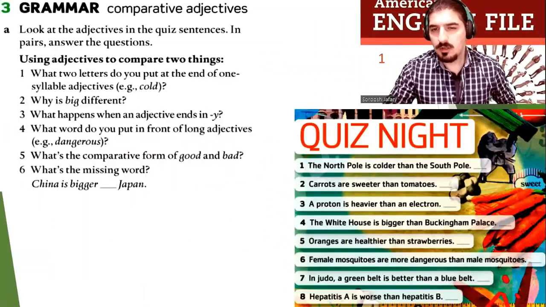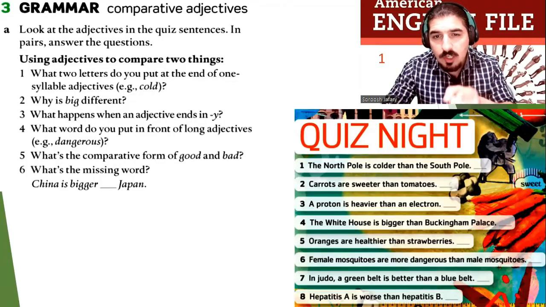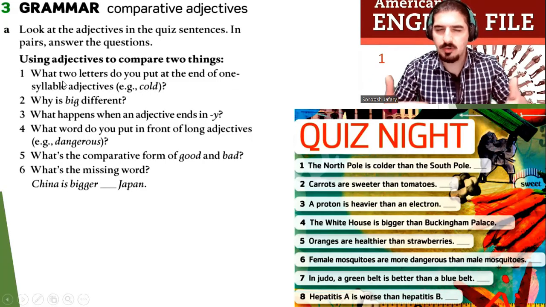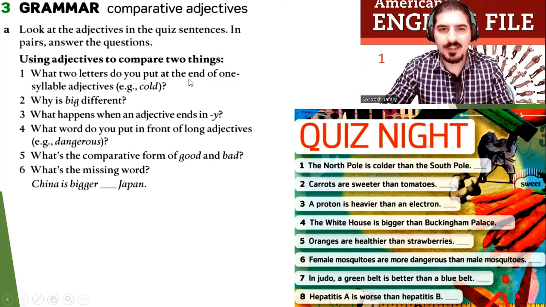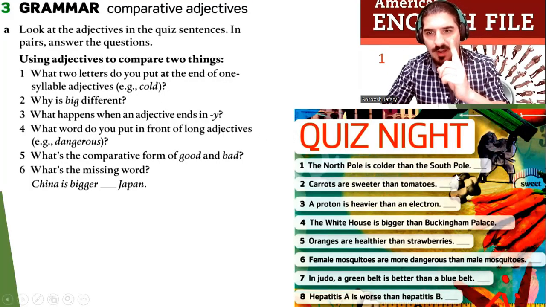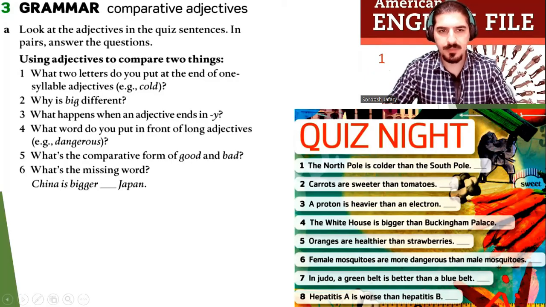Okay, now, do you remember the questions from the quiz night? Read the questions. Now, I have some questions for you. Let's answer the questions together. What two letters do you put at the end of one syllable adjective? Like cold. For example, the North Pole is colder than the South Pole. You want to compare, right? So it's ER, right? Colder, sweeter, heavier.